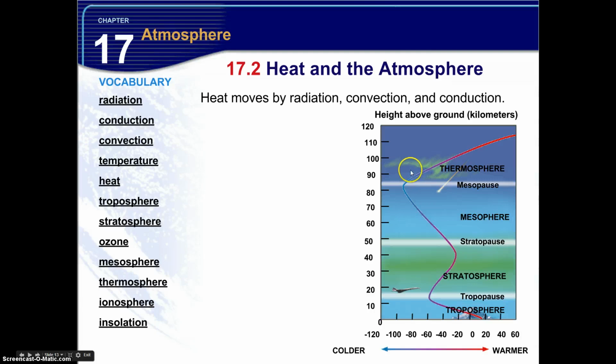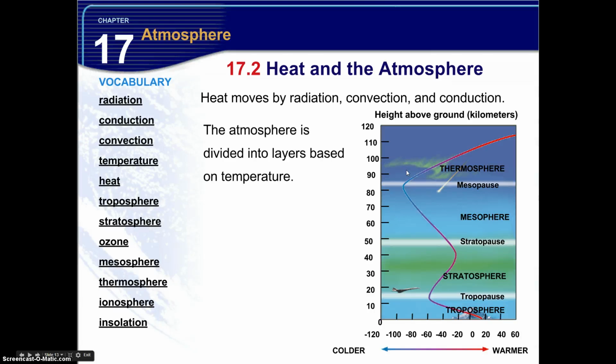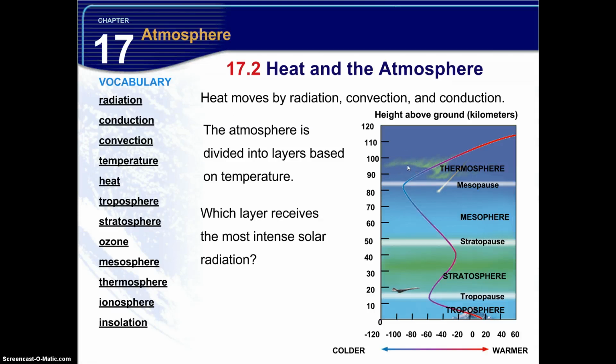Now, heat moves by radiation, convection, and conduction. The atmosphere is divided into layers based on its temperature. Looking at this diagram, which layer receives the most intense solar radiation? Before I answer this, let's look at each layer independently. Down on the bottom of the graph, you can see a temperature scale on the x-axis, and you can see the height above the ground in kilometers, which we will call altitude, on the y-axis.